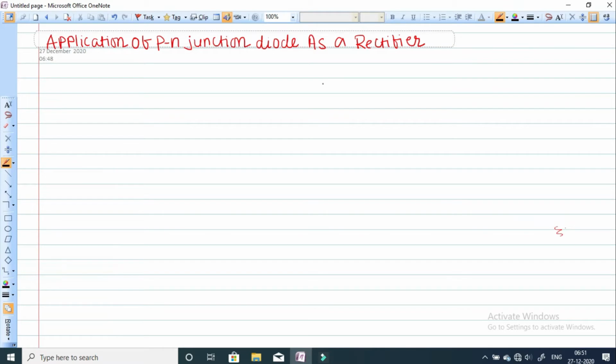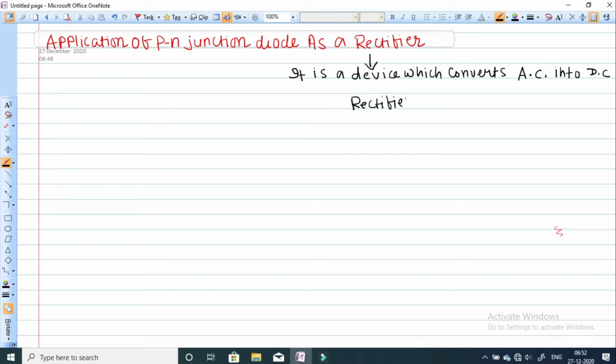So basically a rectifier is a device which converts AC, alternating current, into DC, direct current. Now basically there are two types of rectifier. We will study two types of rectifier.